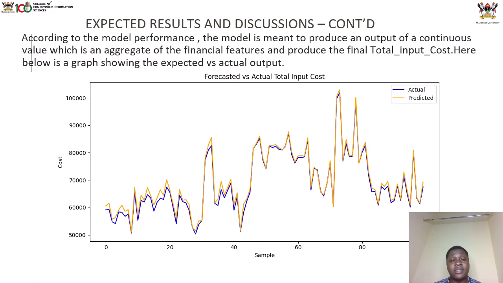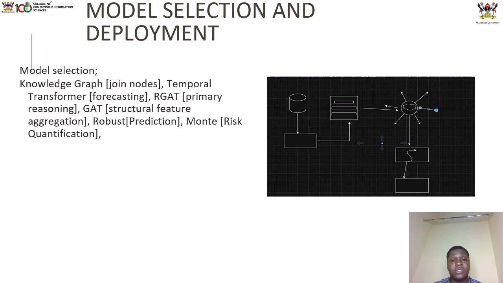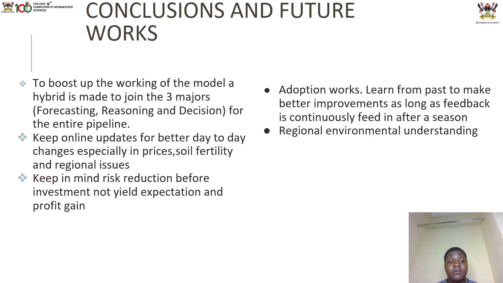Then I'll now take you through model selection and deployment. We mainly chose knowledge graphs, GAT, and a residual robust neural network because of their high performance accuracy and their perfect performance metrics. So to summarize, I'll talk about the limitations. The limitations are mainly overfitting, underfitting, and what have you.